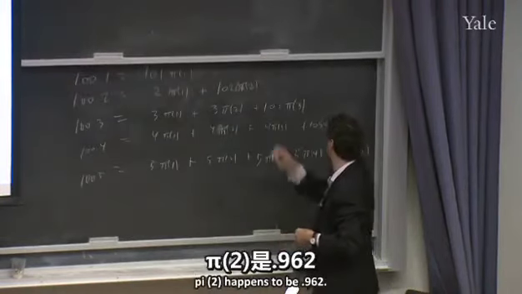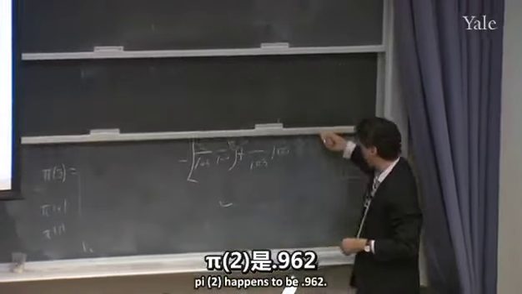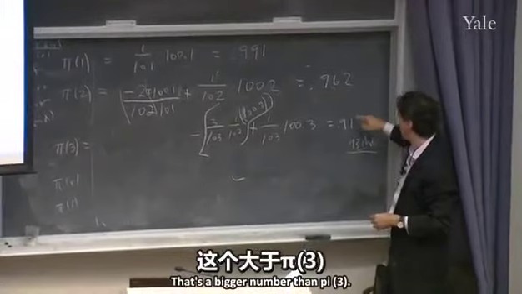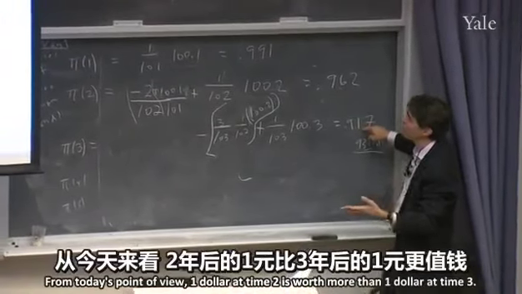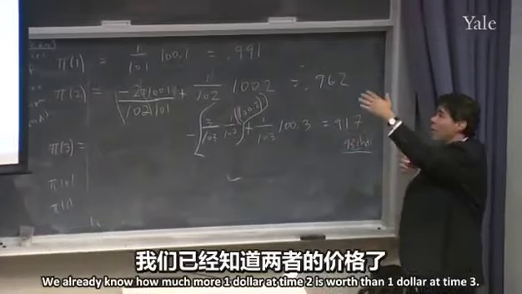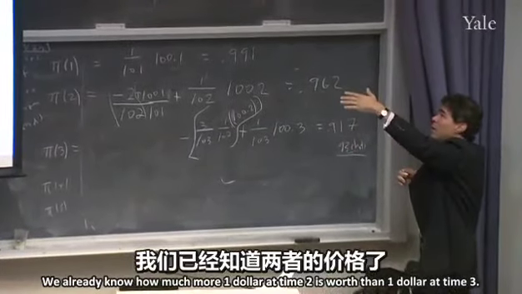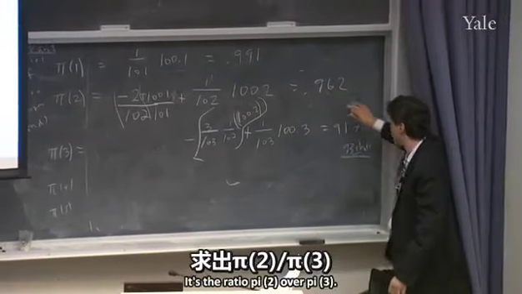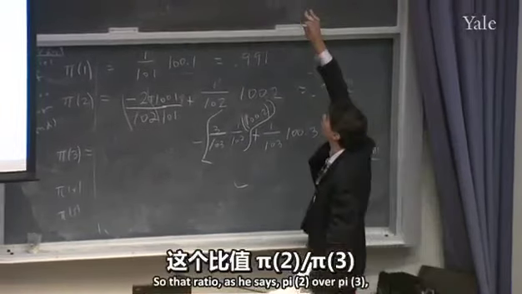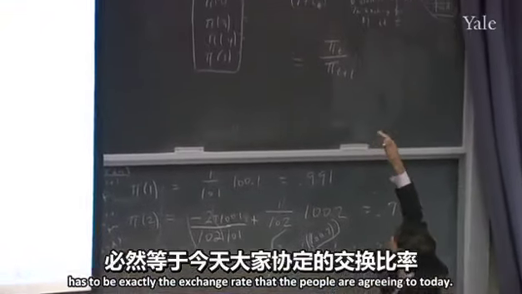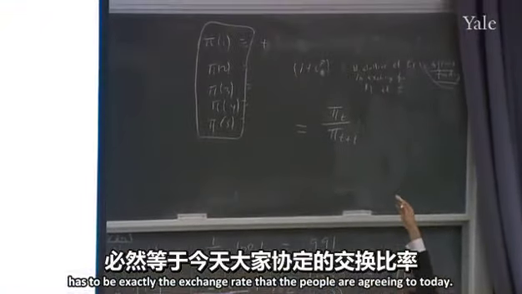Pi 2 happens to be .962. That's a bigger number than pi 3. From today's point of view, $1 at time 2 is worth more than $1 at time 3. We already know how much more $1 at time 2 is worth than $1 at time 3. It's the ratio, pi 2 over pi 3. So that ratio, pi 2 over pi 3, has to be exactly the exchange rate that the people are agreeing to today.